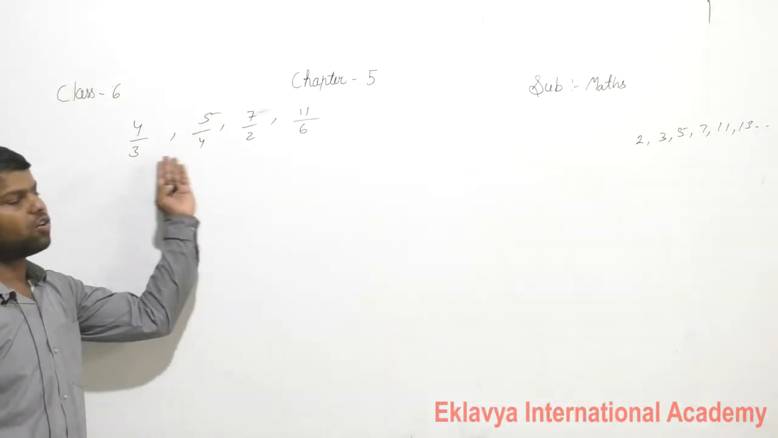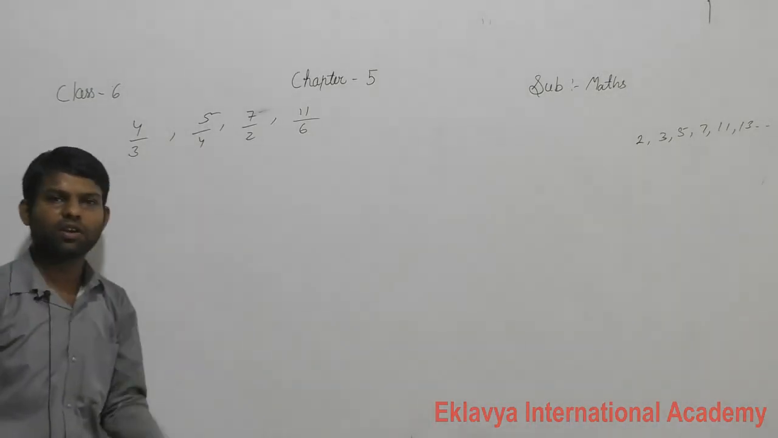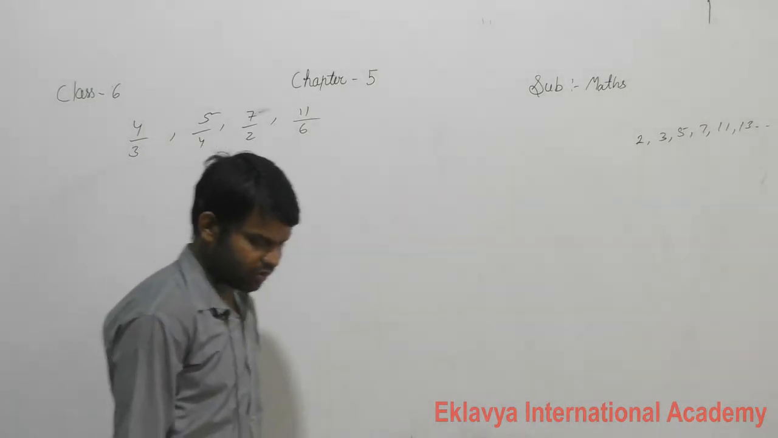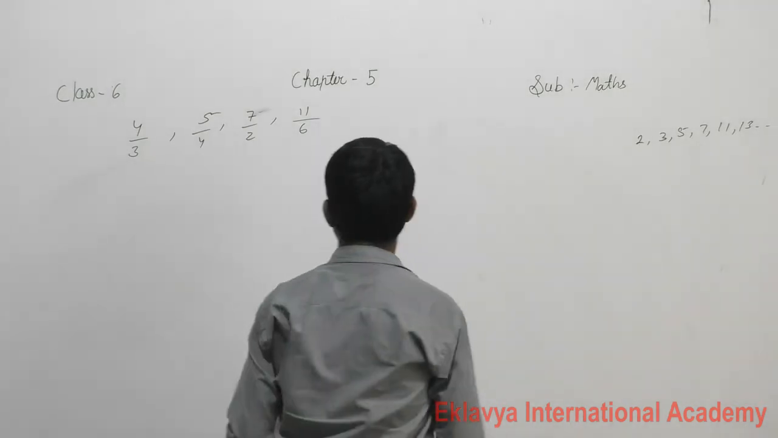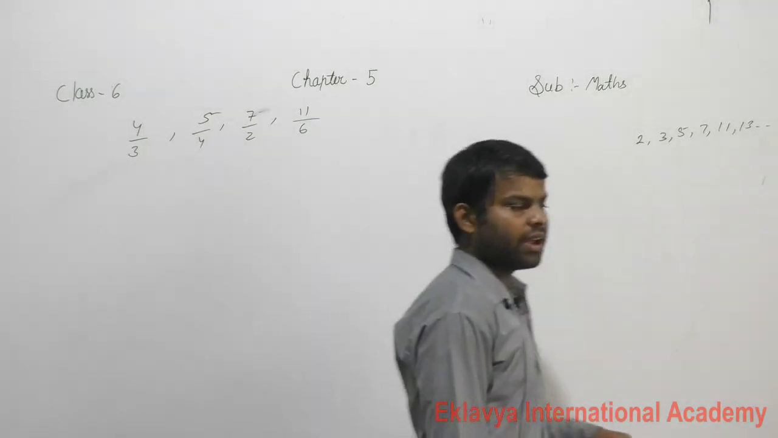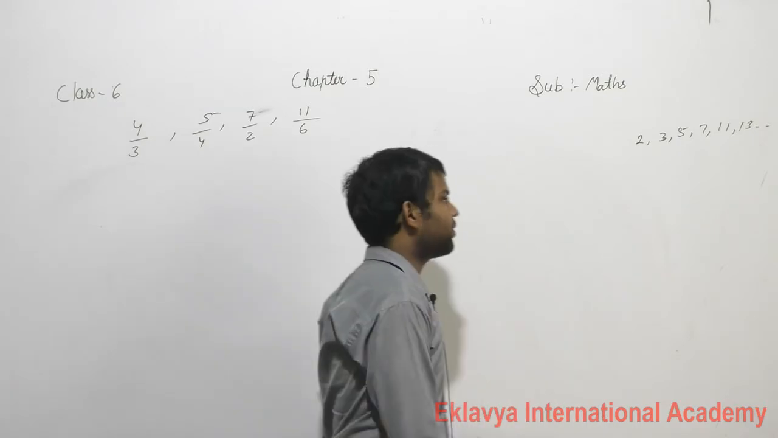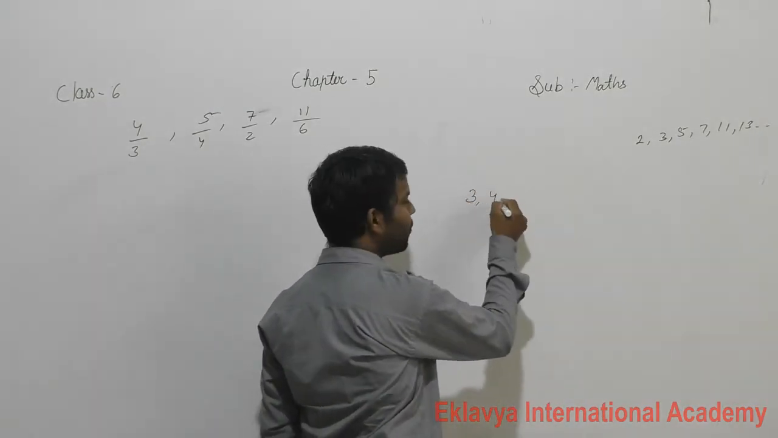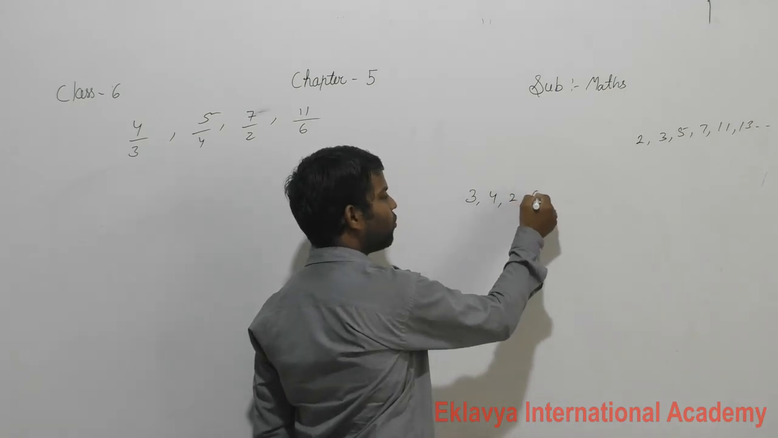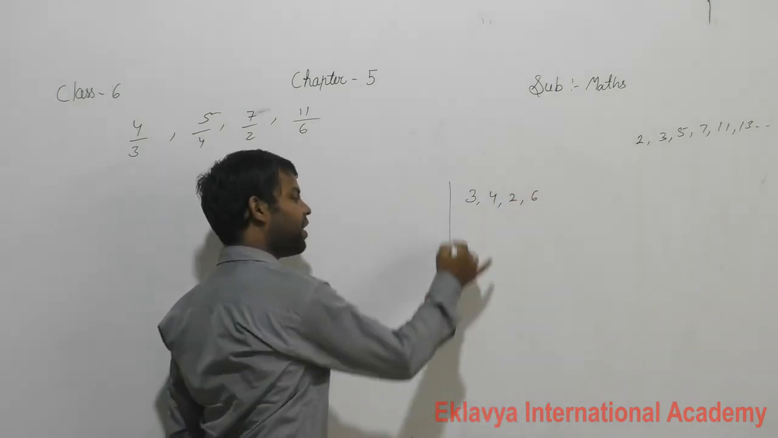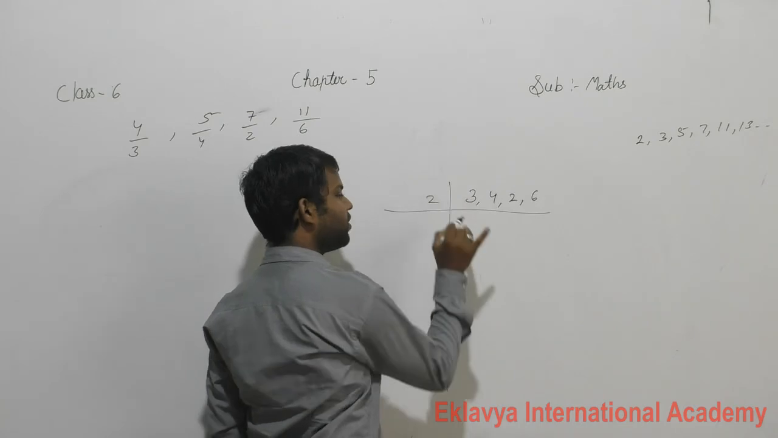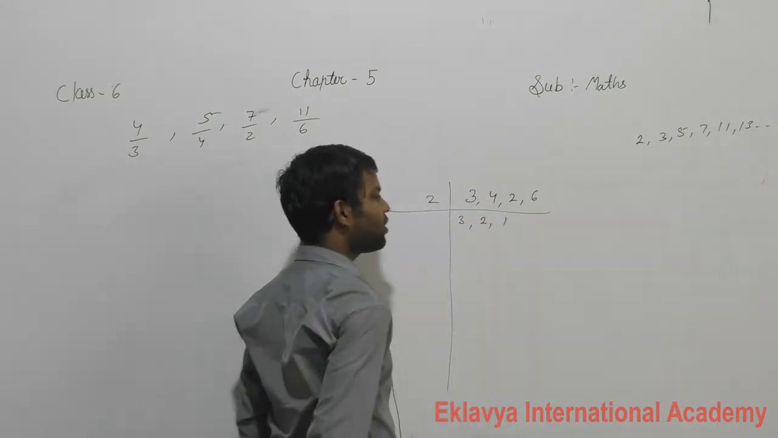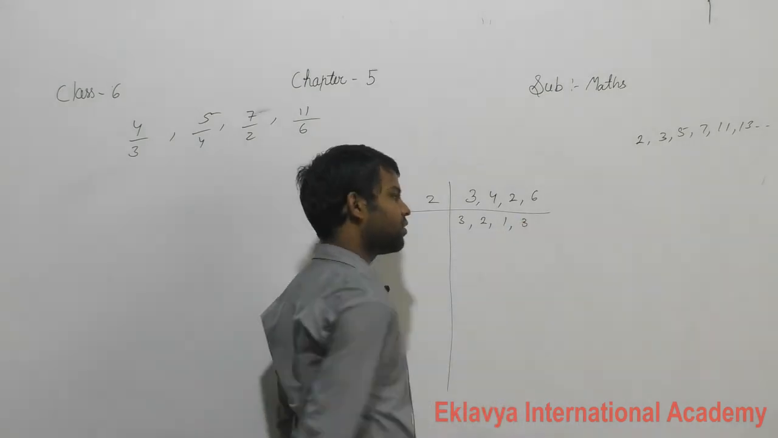But if we want to compare these fractions and arrange them in ascending or descending order, then how will we do it? First we take the denominators and find the LCM of the denominators. The denominators are 3, 4, 2 and 6. The first prime number is 2, so we divide all numbers by 2: 3, 2, 1, 3.